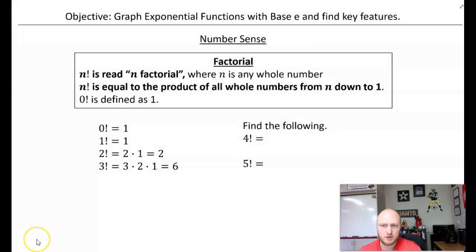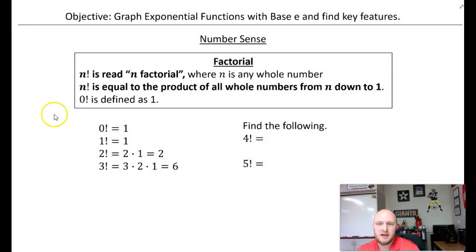This is 8-4 and today we're going to graph exponential functions with a new base, a new irrational number that I'm going to go ahead and introduce to you. The first thing I want to talk to you about is factorial.